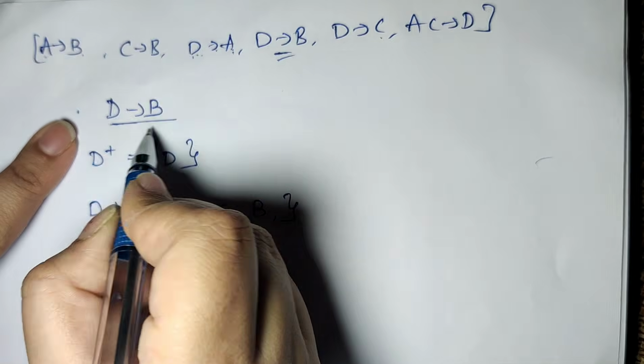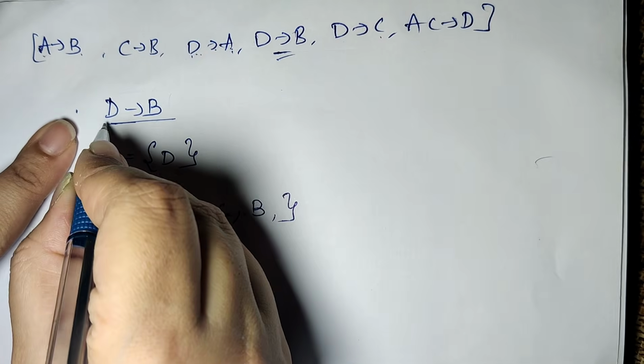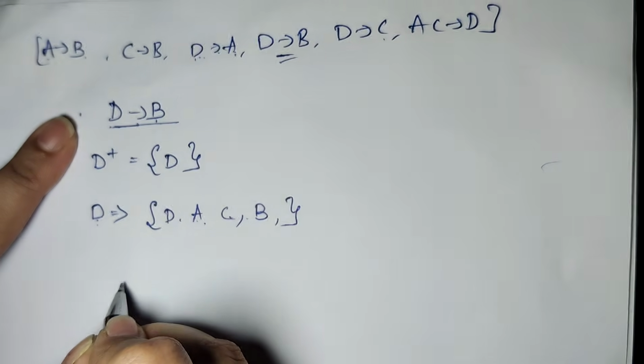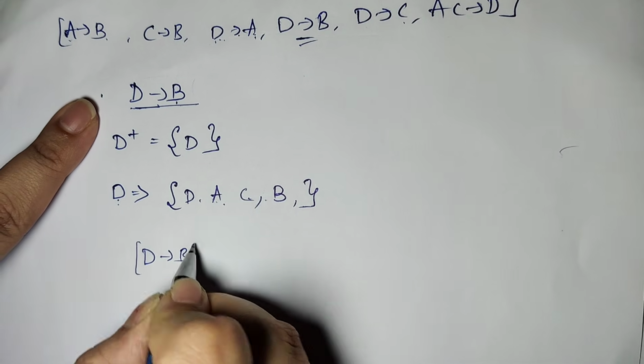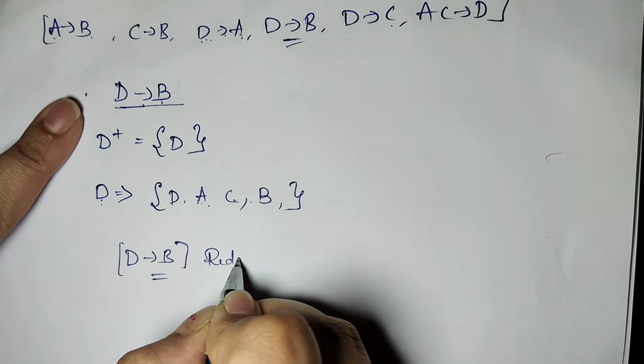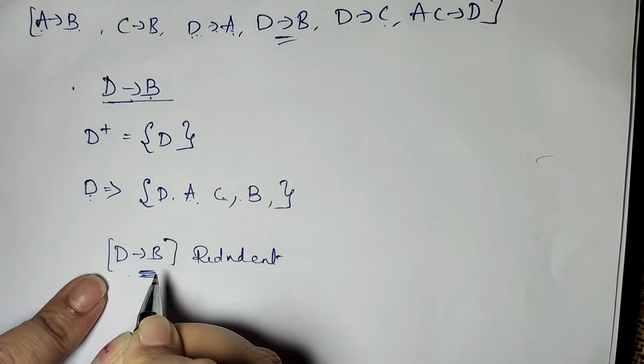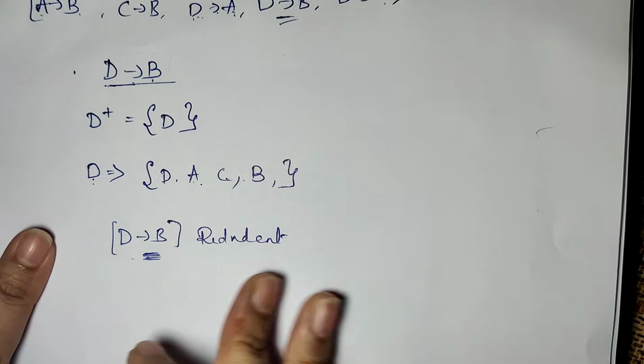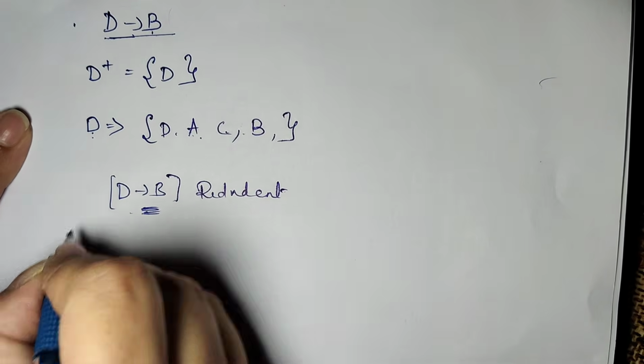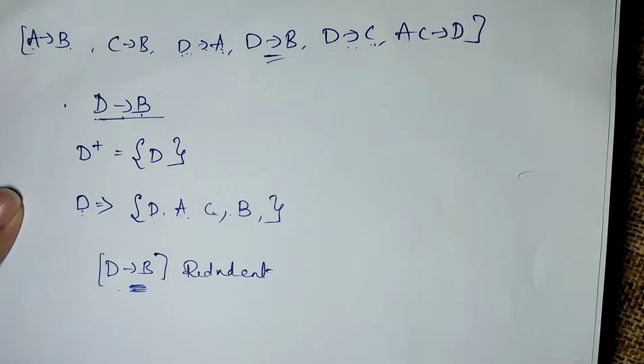So no need of this set, so this D determines B is a redundant set. Okay, so we can remove this D determines B easily. That's it.